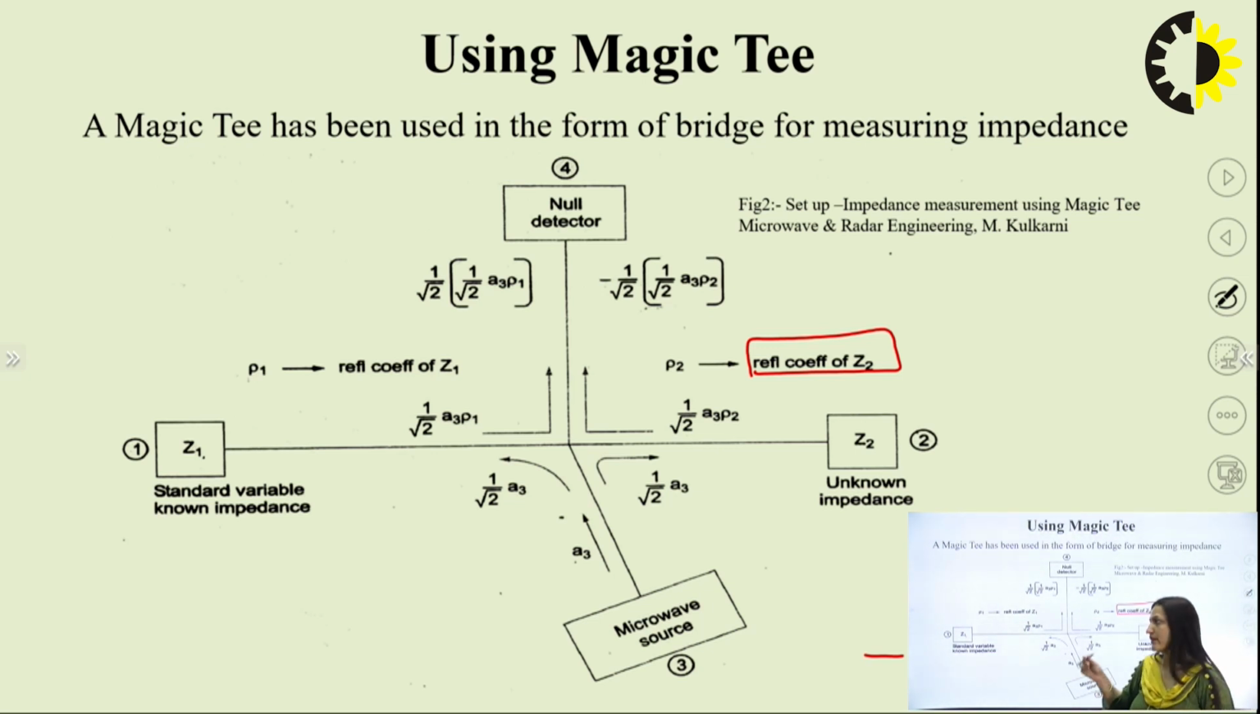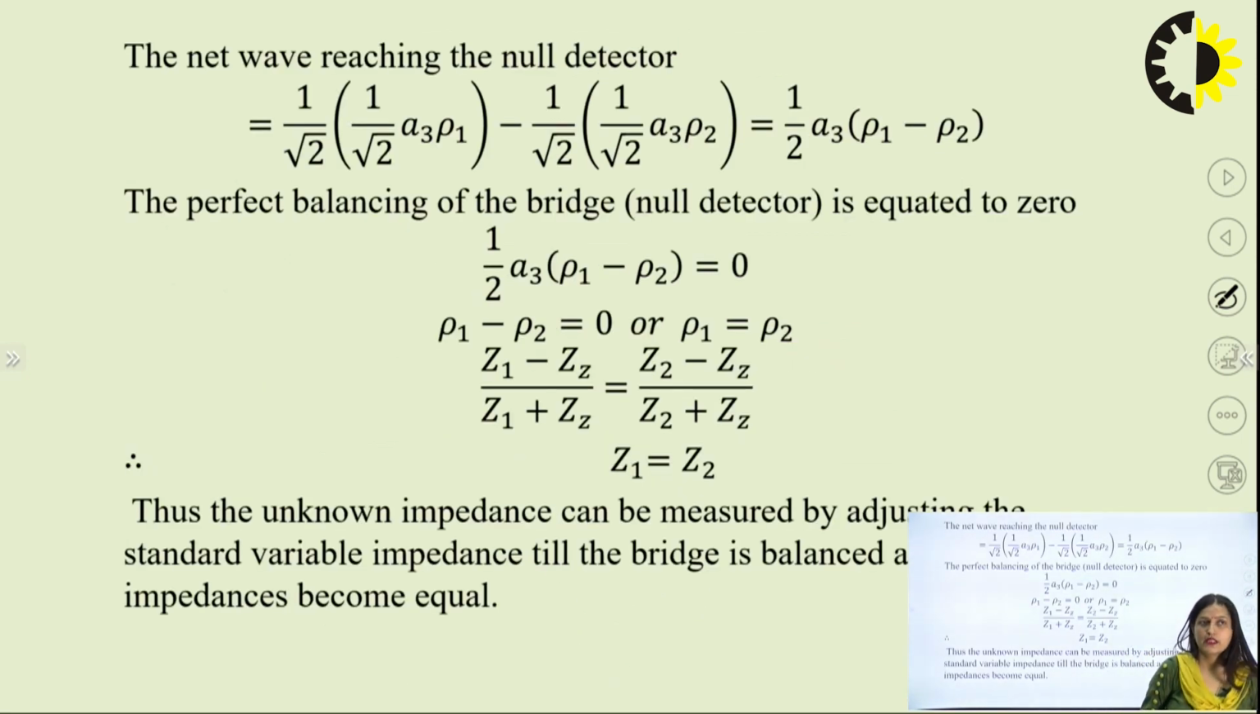How can it be 0 if the impedance is unknown? We can vary the value of the variable impedance. After varying it, we can find the zero value at the null detector. At this null point, the value of Z1 is the impedance of the unknown device. It basically works like a bridge. The net value reaching the null detector is 1 by root 2 times 1 by root 2 A3 rho 1 minus 1 by root 2 times 1 by root 2 A3 rho 2. So finally you get 1 by 2 A3 times rho 1 minus rho 2.